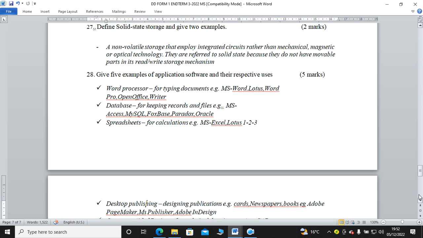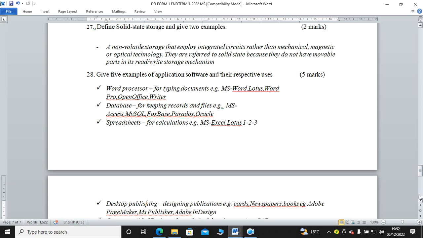Here we can talk about something like the flash disk. So the flash disk is a good example of solid state storage. You can also do your research as your homework and write down several types of solid state storage. Then we have: give 5 examples of application software and their respective uses. We classify them according to, you can talk about word processors. They are used for typing, e.g. we have Microsoft Word and others there.